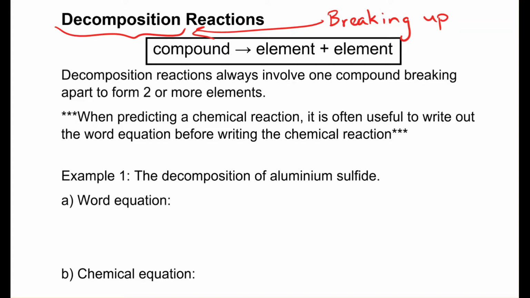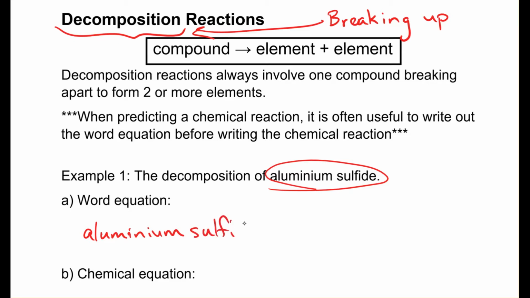So the idea is we're going to be starting with a compound, and we're going to be turning it into two or more elements. So example number one, the decomposition of aluminium sulfide. That means we're going to start with aluminium sulfide, and we're going to turn into whatever the elements are in aluminium sulfide.